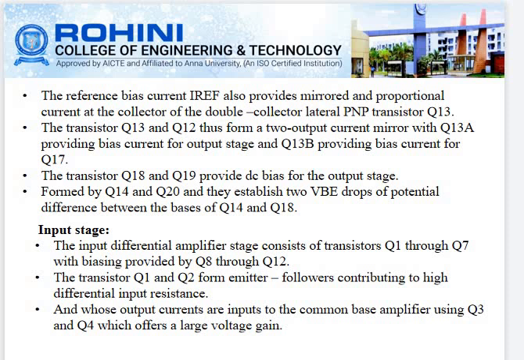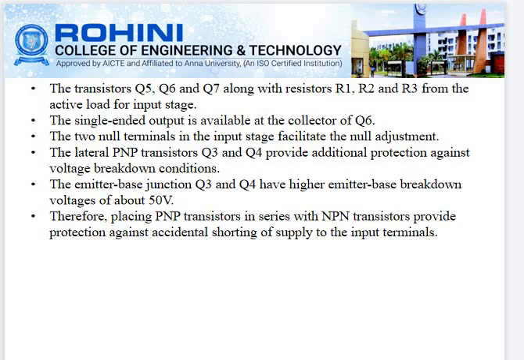Input stage. The input differential amplifier stage consists of transistors Q1 through Q7 with biasing provided by Q8 through Q12. The transistors Q1 and Q2 form emitter followers contributing to high differential input resistance, and their output current is input to the common base amplifier using Q3 and Q4, which offers a large voltage gain. The transistors Q5, Q6 and Q7 along with resistors R1, R2 and R3 form the active load for the input stage. The single-ended output is available at the collector of Q6.